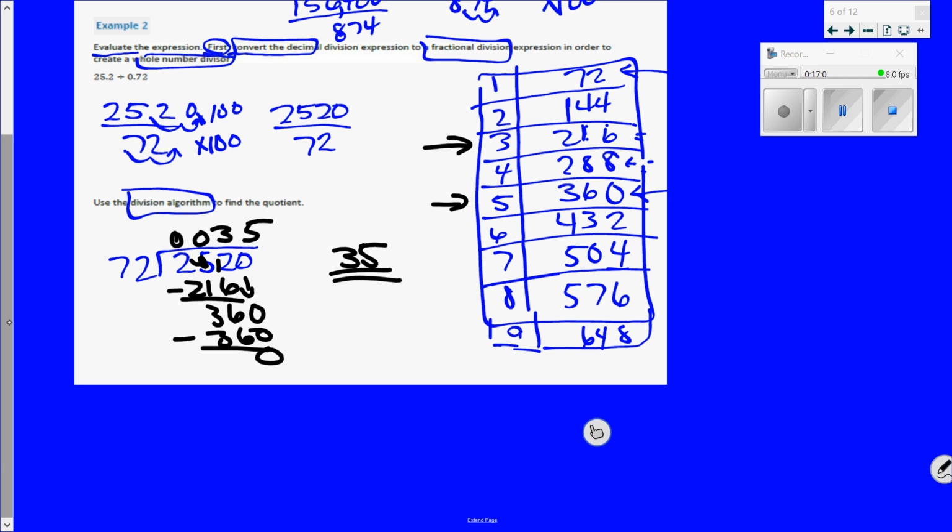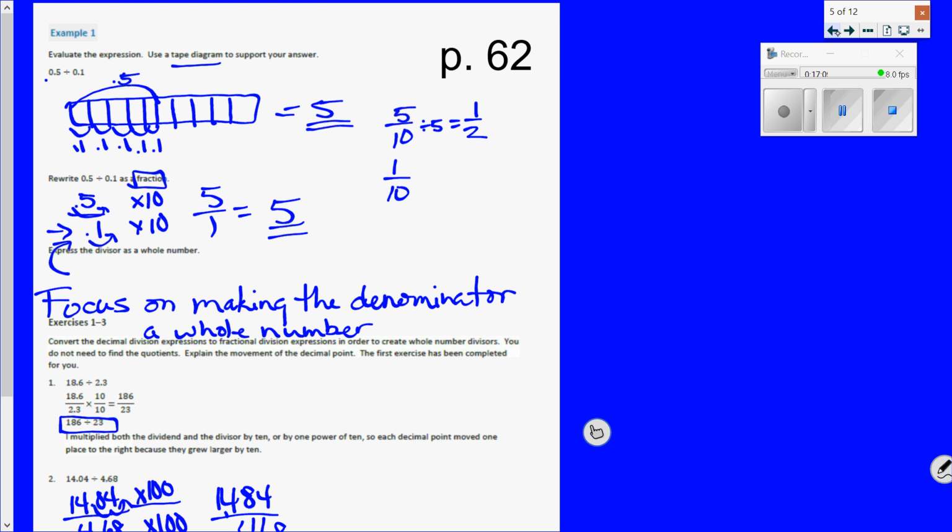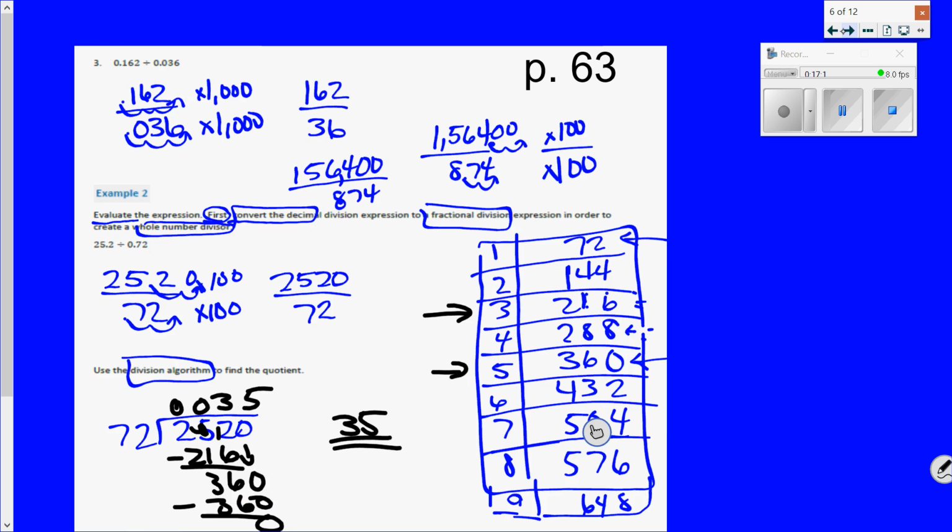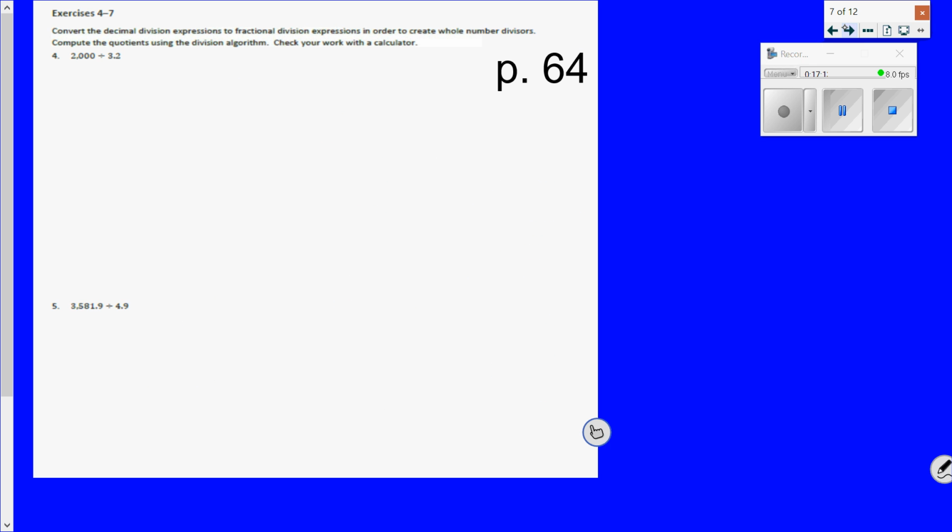Make sense, guys? Does everybody understand what we're doing? Good, because I'm going to give you guys a chance to practice now. So if you'll turn the page, 64 and 65, numbers 4 through 7. We're going to give you guys roughly 20 minutes to finish up those 4 problems. We'll come around and help you if you need it.